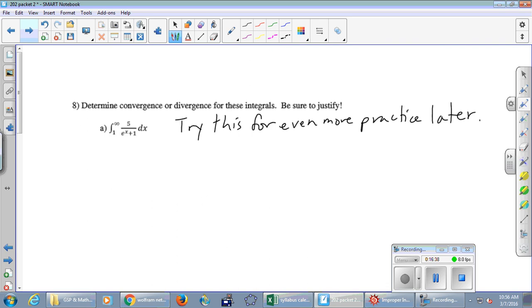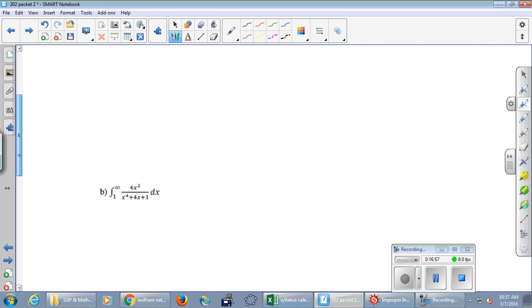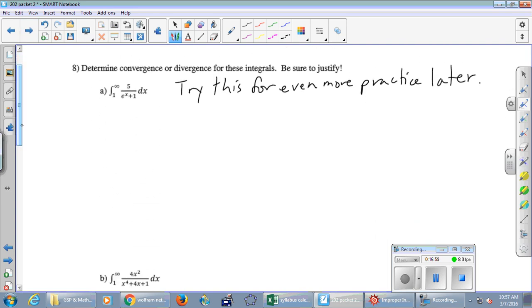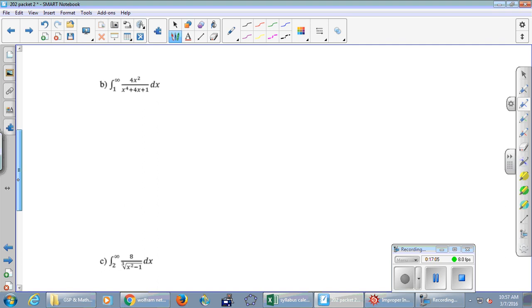Okay, so moving on to page 8, or to number 8 on the next page. So there are 3 problems here. I want to give you guys a little bit more time in the activity and less time watching me. So we're going to skip part A and just do B and C. But A is good practice for you later on if you're looking for even more practice to try after the activity. So the question is, in number 8, determine the convergence or divergence for these integrals. Be sure to justify. So let's jump down here to part B.